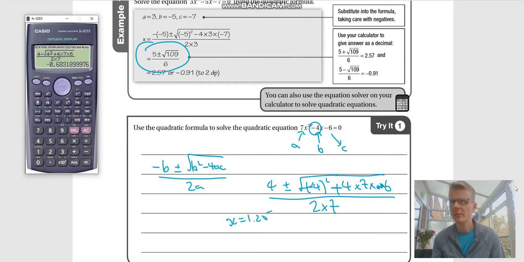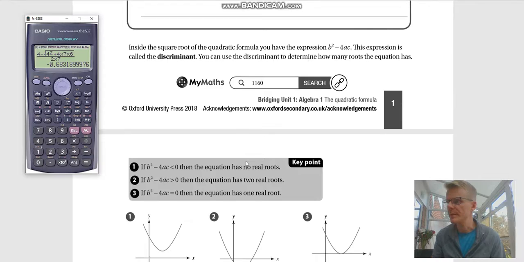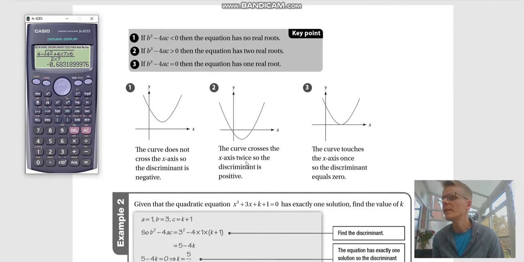Okay, so at A level that's all you'd be expected to do. Some of you will need to actually use the quadratic formula, but for others it's just picking up these little tiny skills along the way to make your life a little bit easier and make you more A level ready.